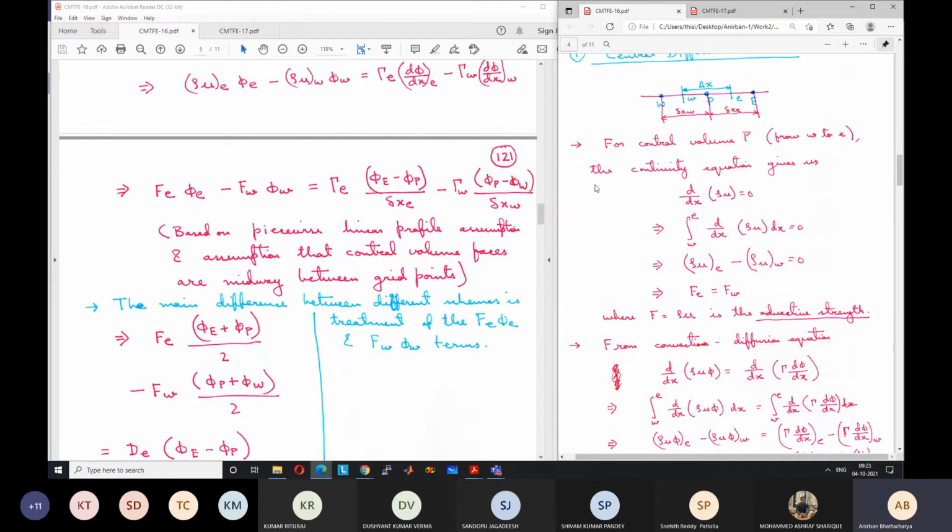Even this may not be correct. Correct is not a good word. It may not be the most appropriate way of interpolating. Taking the linear average and finding the value at these points may not be the most appropriate, but we'll see later. At this point, we'll assume that we are just taking the linear average, and for phi e and phi w also we are taking the linear mean. So (phi E plus phi P) by 2, and similarly (phi P plus phi W) by 2.